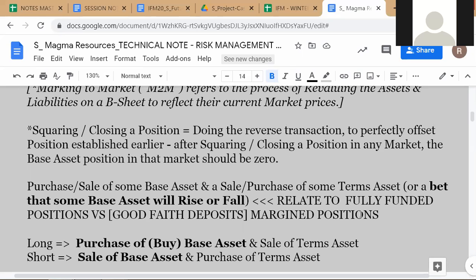Maybe we should give it a little name here: fully funded position versus good faith deposits. Okay, let's make this distinction.